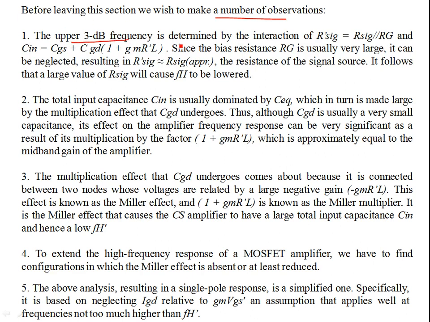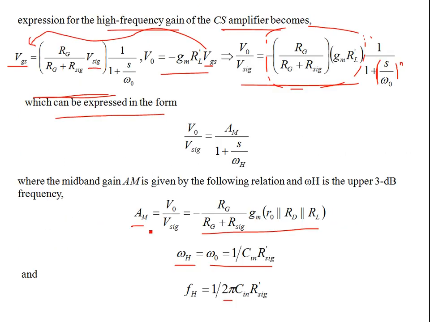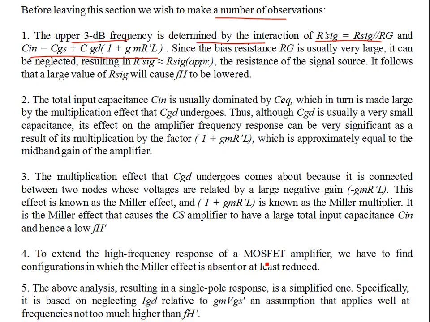The first is that the upper 3 dB frequency is determined by the interaction of R signal and Cin. Why? Because the corner frequency is in terms of Cin and R signal. Since the bias resistance is usually very large, it can be neglected, thus resulting in R signal prime being the signal source resistance only. So R signal prime can be approximately written in terms of R signal only, because RG is very large.